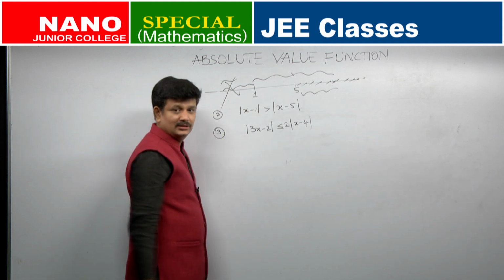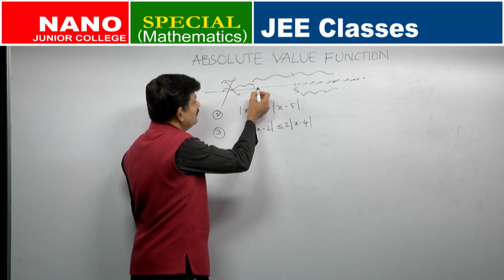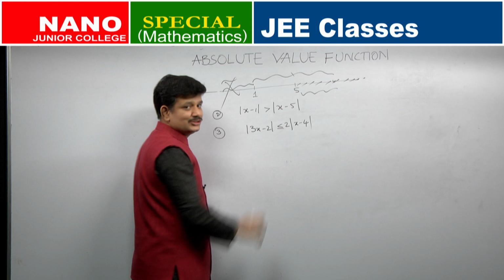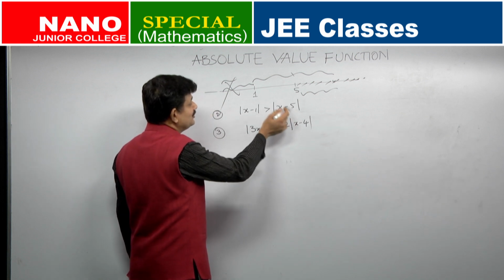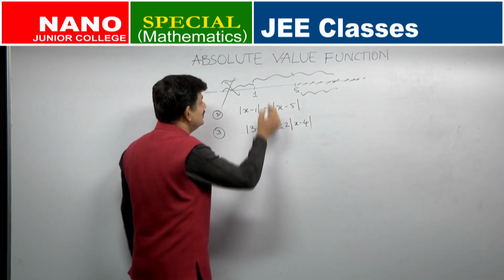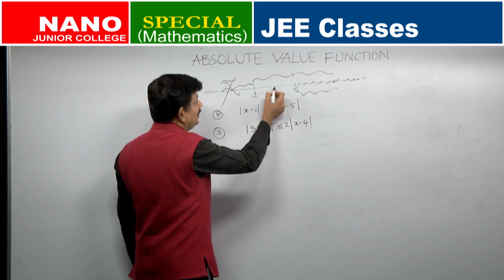Let me see in between. For what all numbers distance from 1 is more, and for what all numbers distance from 5 is more. To understand any inequality, understand the equality. When are the distances equal? At the midpoint.